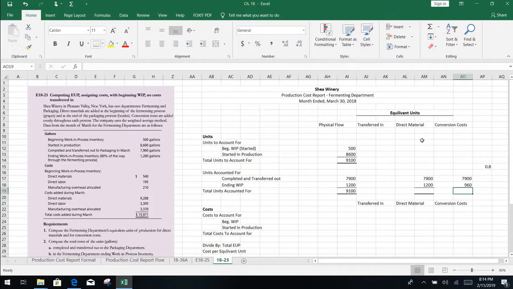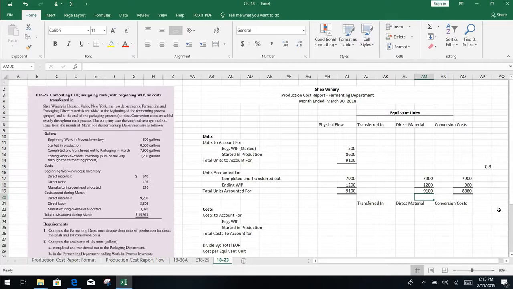And click there. Had we had transferred in costs, I would have just formatted all these cells to look like that, but there's no need. So let's auto sum these, add those up. Double click. Let's add these up. Double click. There we go. And that only makes sense because all of these are completely finished as far as direct materials is concerned, and they're only 80% finished in the work in process. So that makes sense and it adds up.